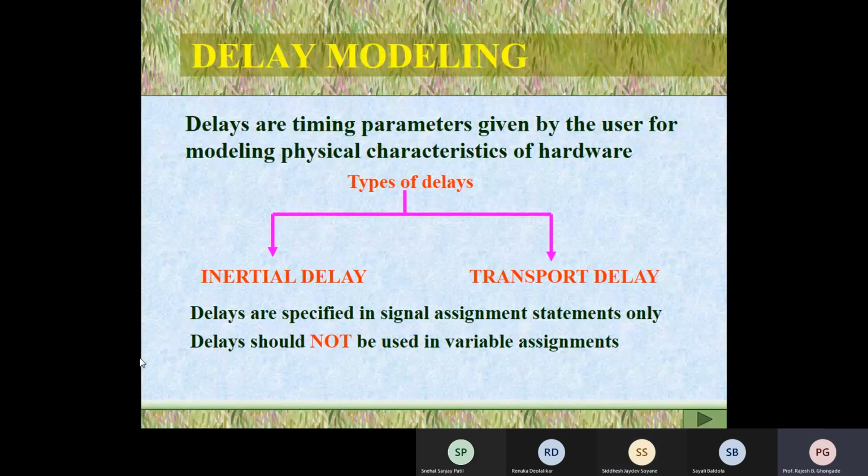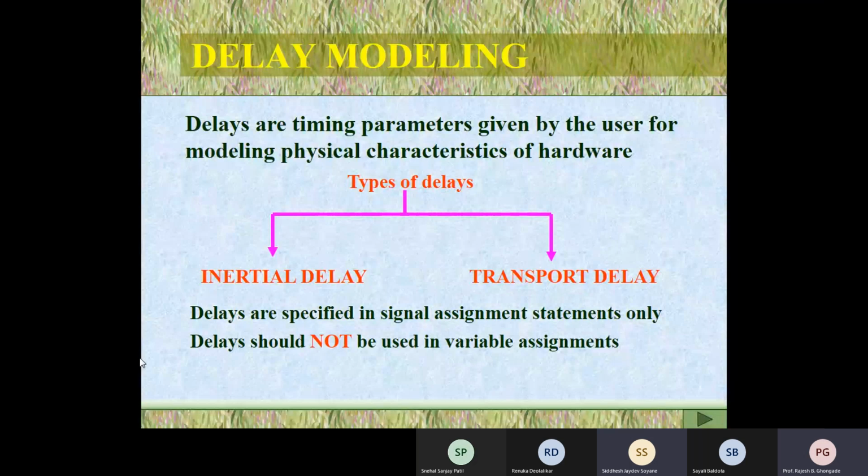It is as simple as that. It's a model. You want to model the behavior of the real hardware. The real hardware will have a lot of delays. So you have to have a mechanism to model the delays of the real hardware so that your simulation becomes more and more closer to the real stuff. Understood now? Yes, sir.